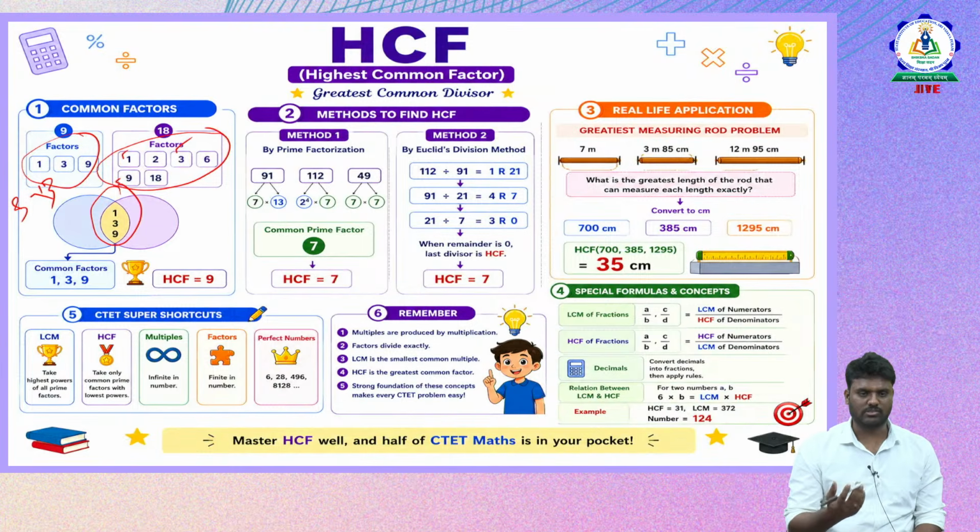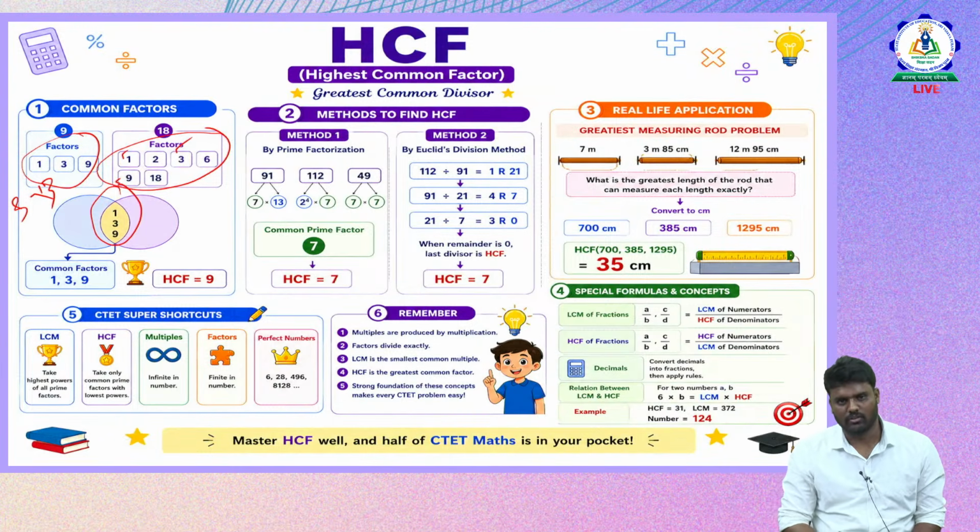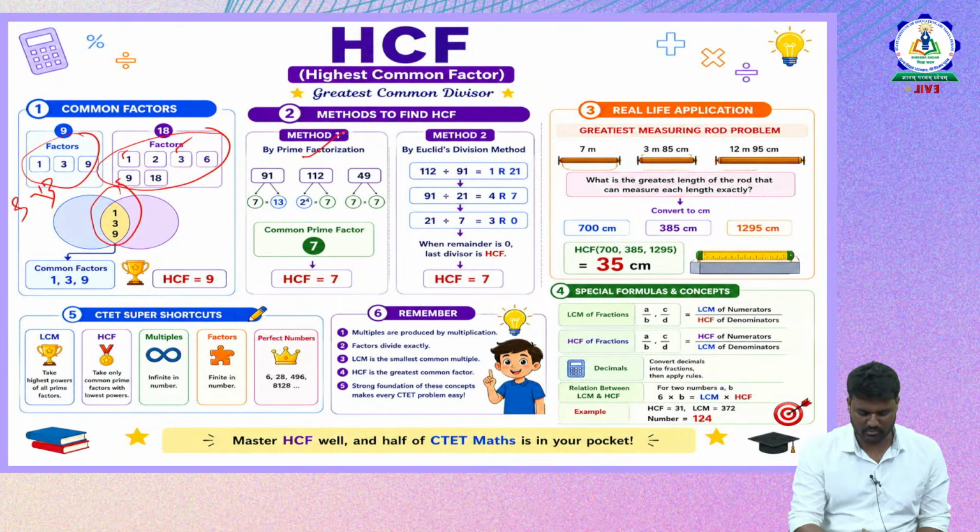So again, here we have two methods to identify the highest common factor. Method one is the prime factorization method, and another is the equal division method, which we discussed in the LCM also. Okay, so now for 91, you have to identify the factors. 7 into 13 is one of the factors of 91, and 112 is 2 to the power of 4 into 7. This is one of the factors, and 49 is 7 into 7.